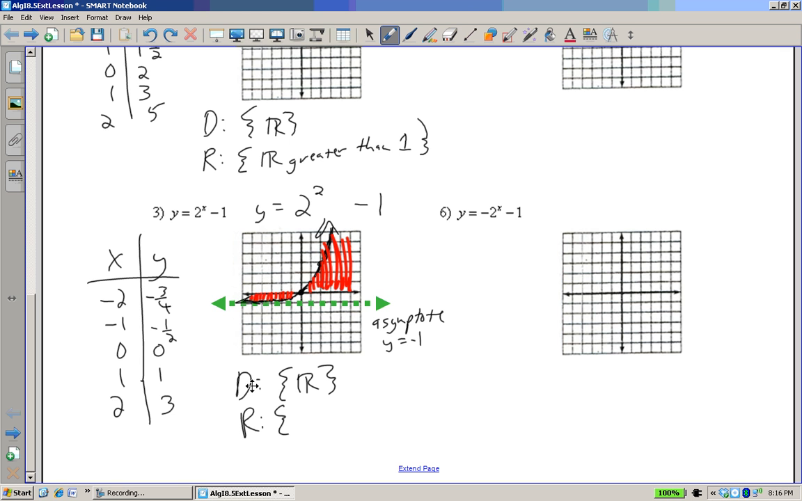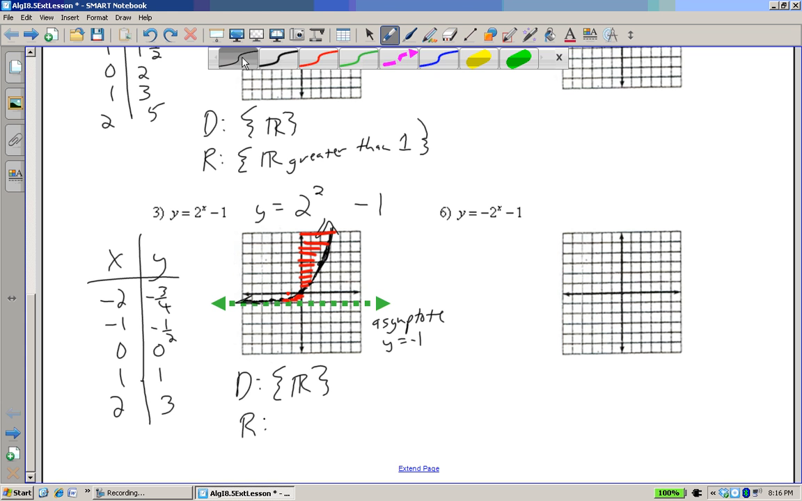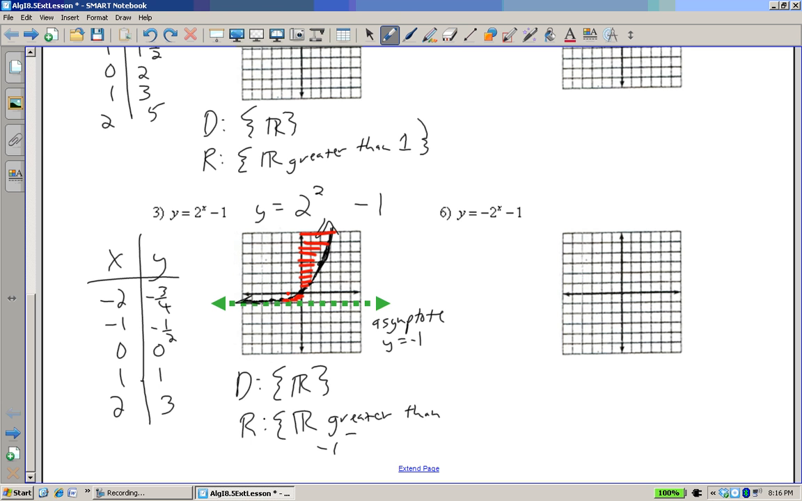The range: I'll be able to assign values or sort of squish it onto the y-axis only to a certain point. You see, once we get to y equals -1, then there's definitely a limitation here. So the range is going to be all real numbers that are greater than -1. Okay.